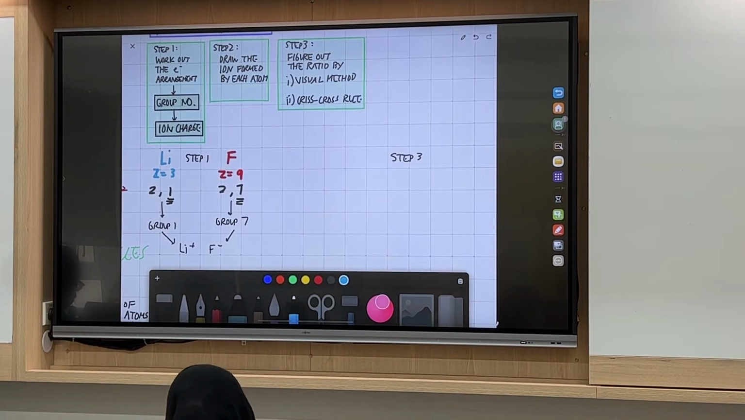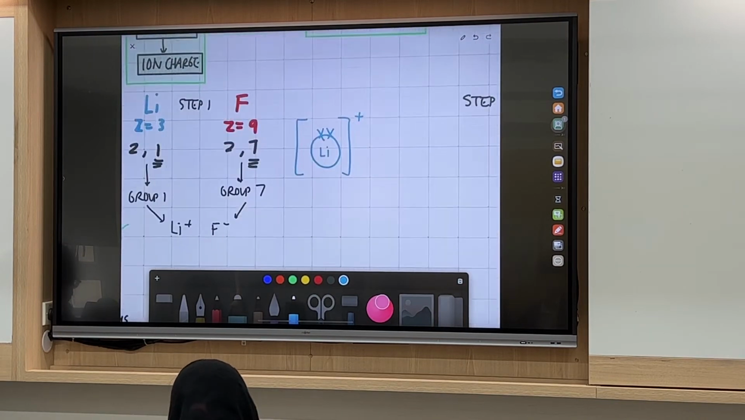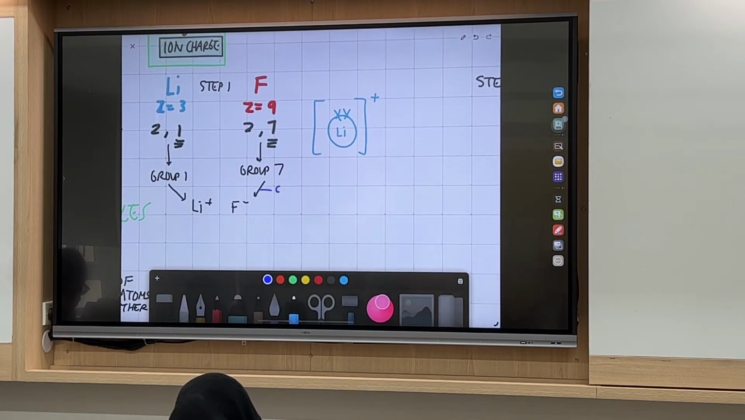Yes, so draw 2 electrons with just one shell. And don't forget to put a plus charge on the side. And what about F? How many electrons would F have after gaining an electron to become an F minus ion? 2 8, meaning a total of 10. Okay, so you need to add 1 electron, so gain 1 electron. Negative 1 means gaining 1 electron. Positive 1 means losing 1 electron. So the electron arrangement will now be 2 and 2 8 respectively.